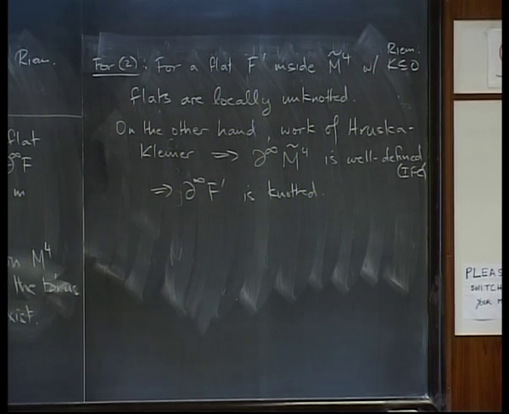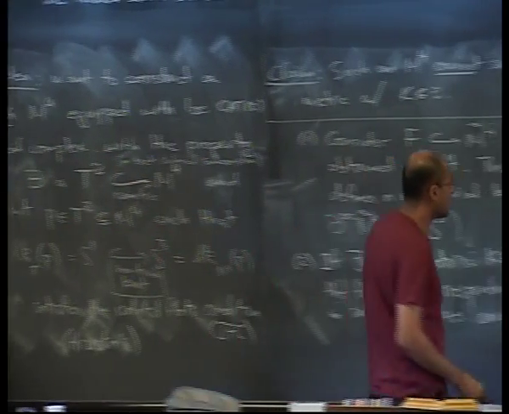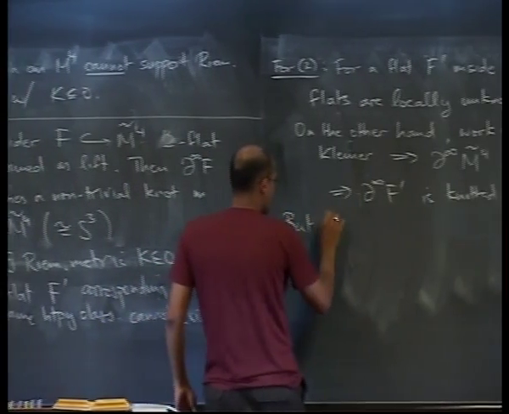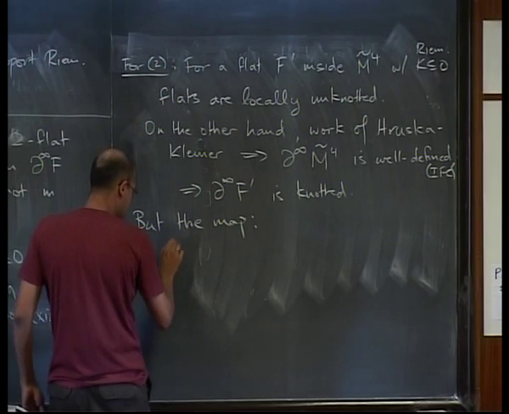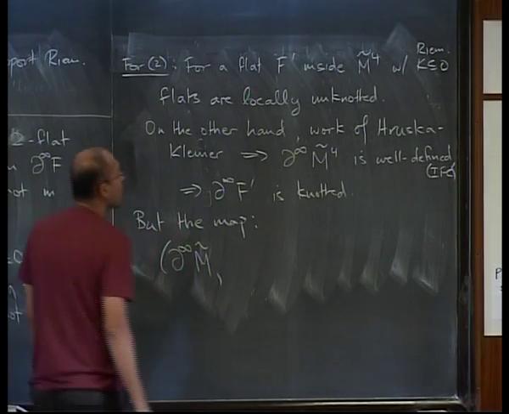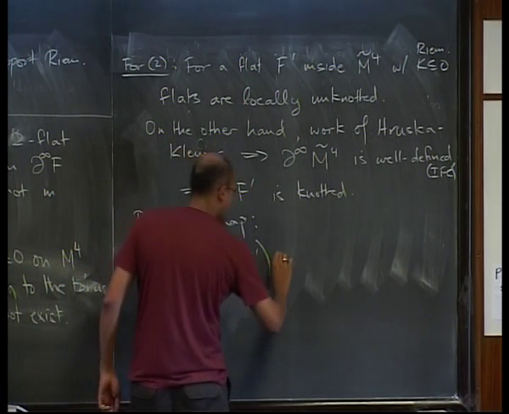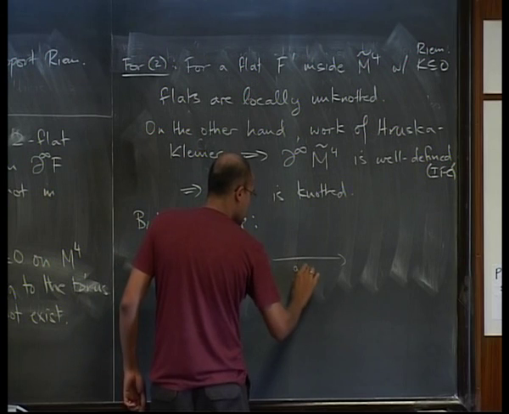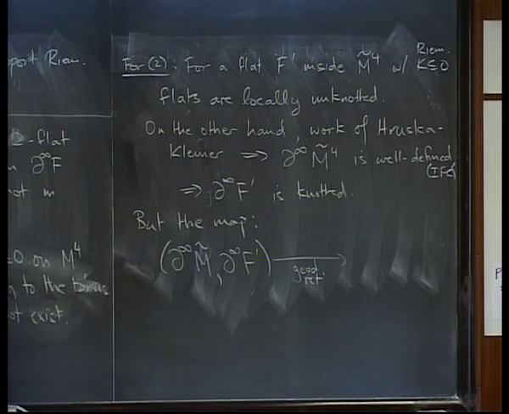But in Riemannian non-positive curvature, geodesics never branch. If you've got a geodesic, it extends uniquely. So the map from the pair, boundary at infinity of M tilde, boundary at infinity of f prime, this is the geodesic retraction onto the local picture.